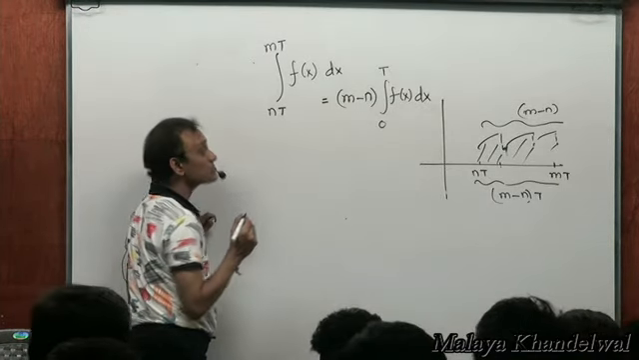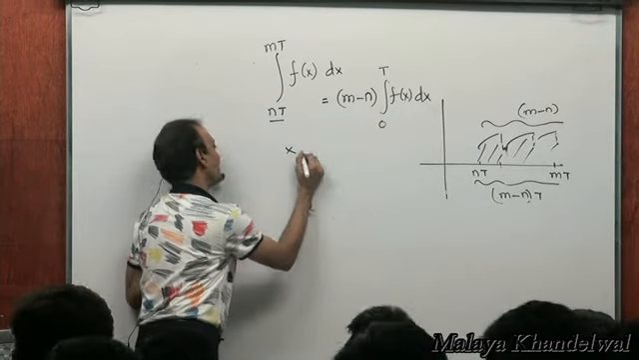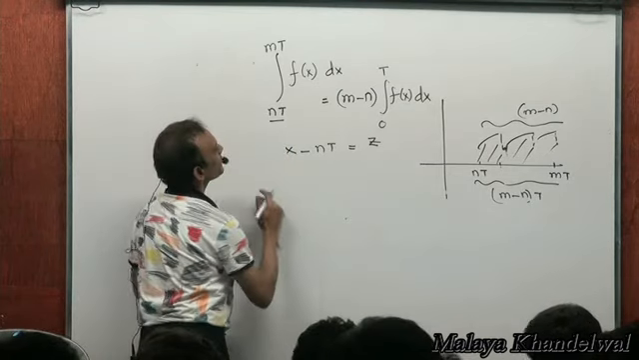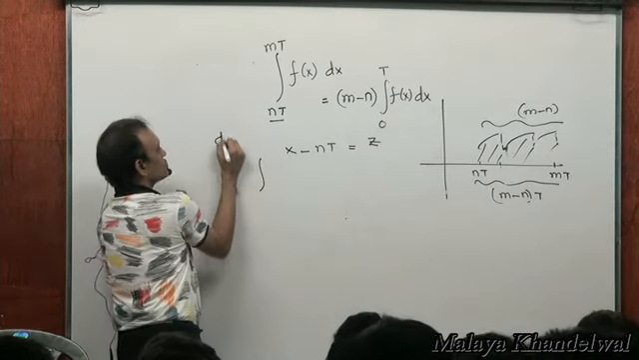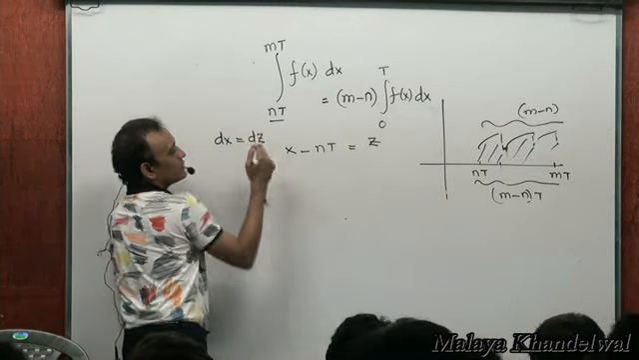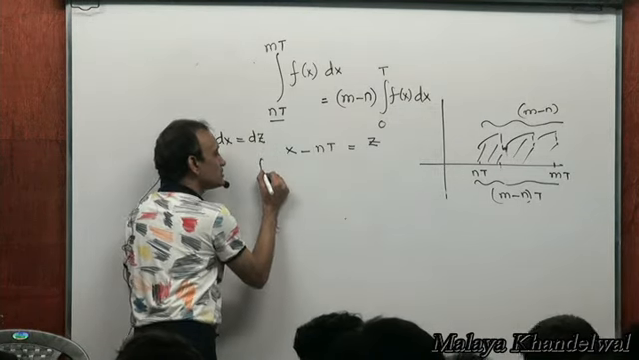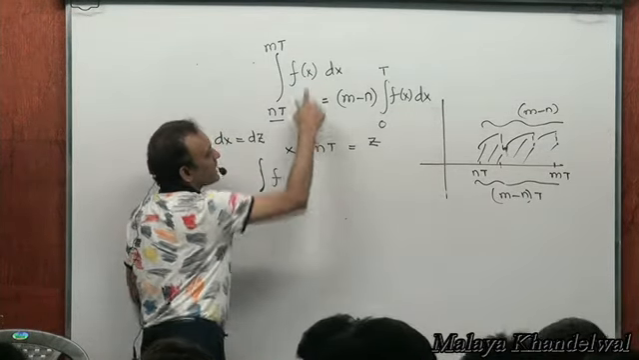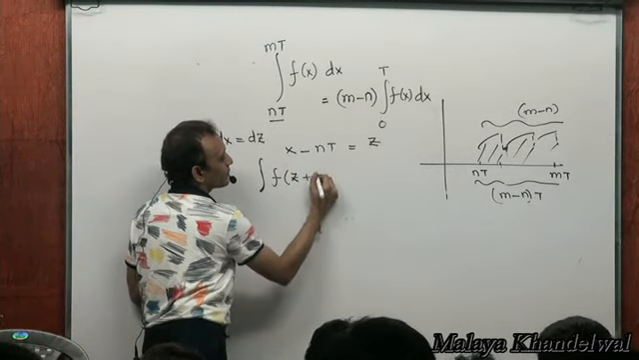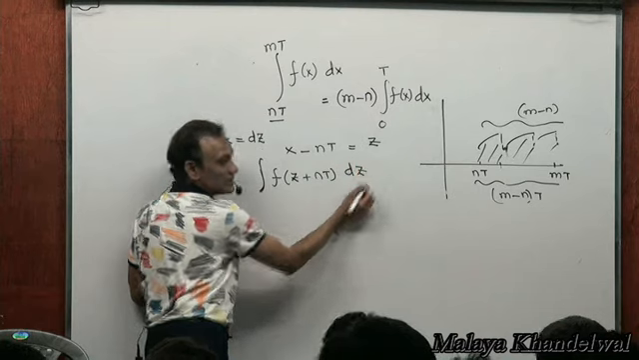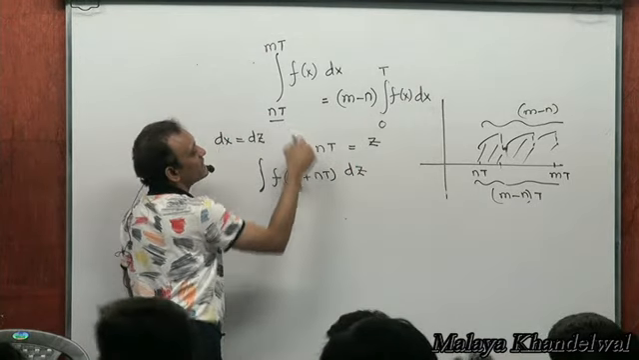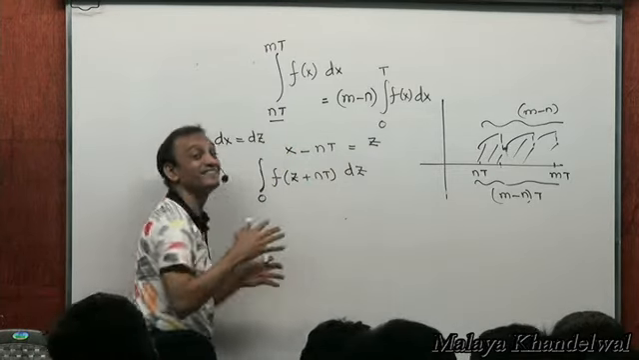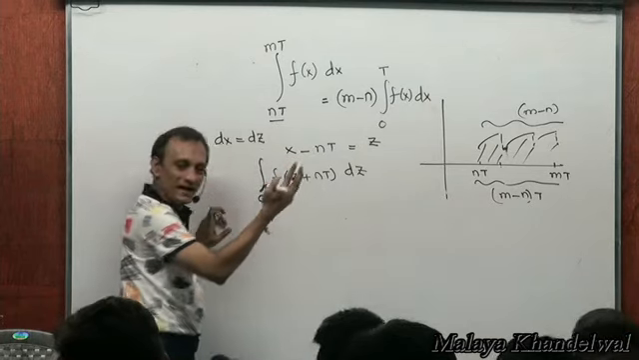I want to make the lower limit 0. So, let x minus nt be z, because this will turn 0 then. If that happens, dx is the same as dz, going from the x domain to the z domain, and x becomes z plus nt. When x is nt, z is 0. When x is mt, z will be (m minus n) times t.